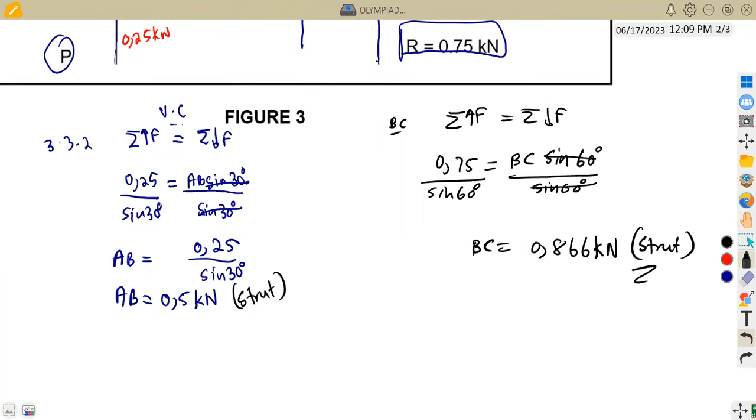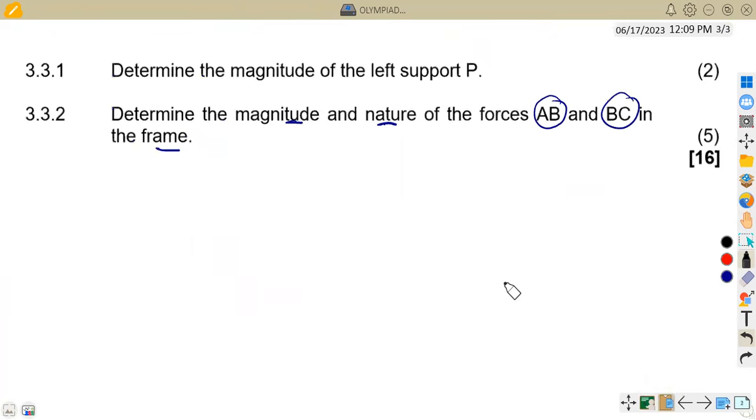So that was our question, what we are given and how we are supposed to attempt this typical question. As you can see, 16 marks for everything on this question.